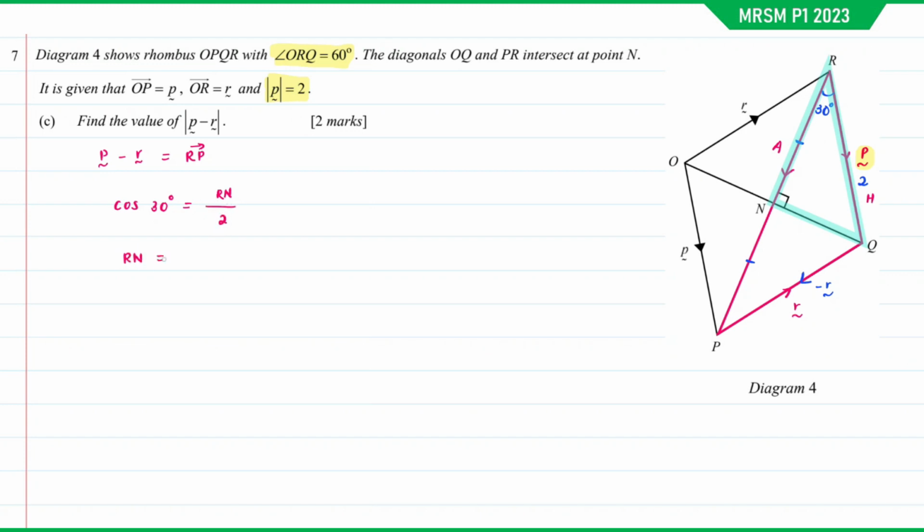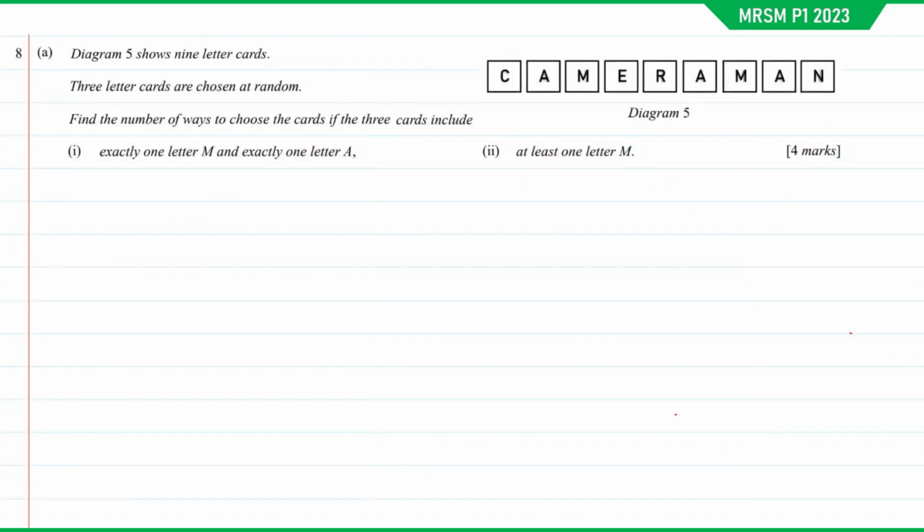Then the length of RN is equal to 2 times cos 30 degrees, which is equal to square root of 3. So RP is equal to 2 times RN. Therefore, RP is equal to 2 times square root of 3, which is equal to 3.464. Therefore, the magnitude of vector P minus vector R is equal to 3.464.